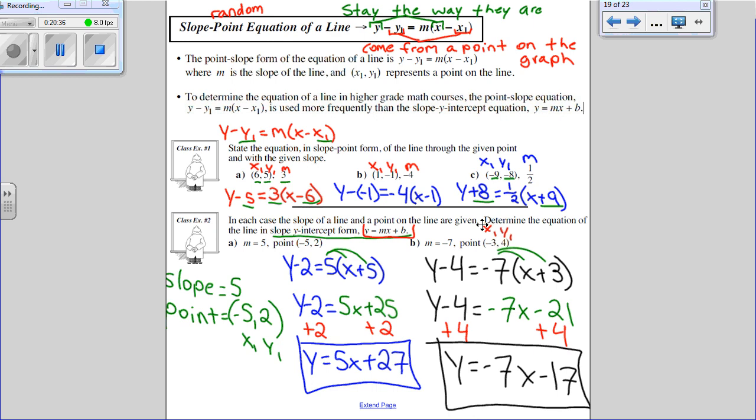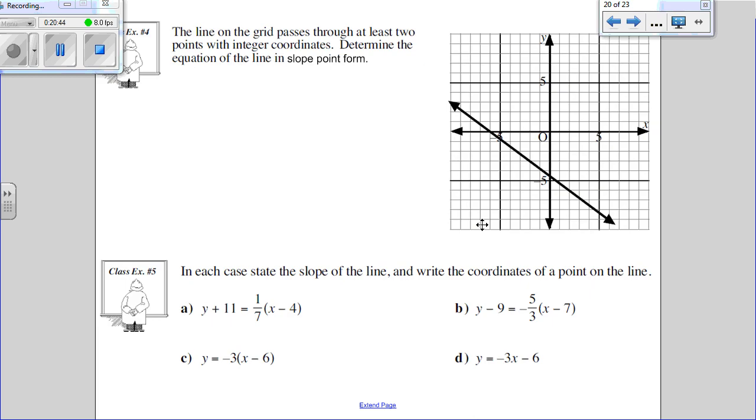All right, we're going to try two more types of questions. The first one, they give you a line and they want you to create an equation. The next one, they want you to tell them information about the equation. So the first one together, it says, the line on the grid passes through at least 2 points with integer coordinates. Okay, that sometimes freaks people out. It passes through 2 points with integer coordinates. Really doesn't matter to us. It's good to know that that graph does cross through 2 points. That's all it's really saying.